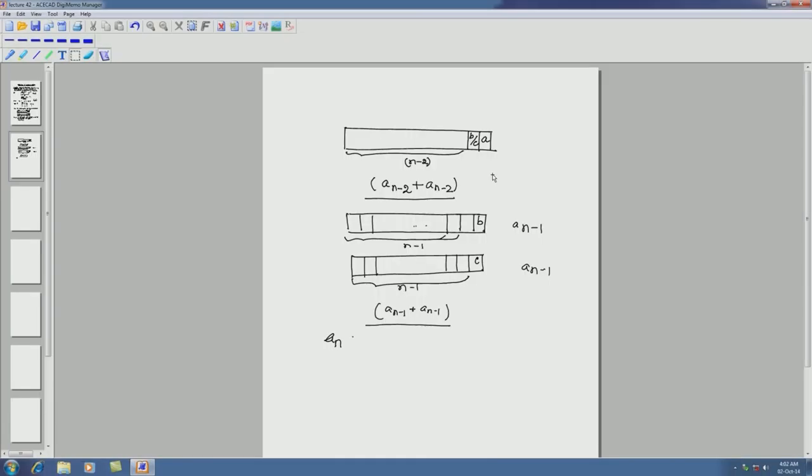Therefore, we can write a recurrence relation in this form: A n equal to A n minus 2 plus A n minus 2 plus A n minus 1 plus A n minus 1. In other words, we have the recurrence relation A n minus 2 times A n minus 1 minus 2 times A n minus 2, which is equal to 0. Once we have done this, we need to solve this recurrence relation. We note that it is a second order, linear recurrence relation with constant coefficients.